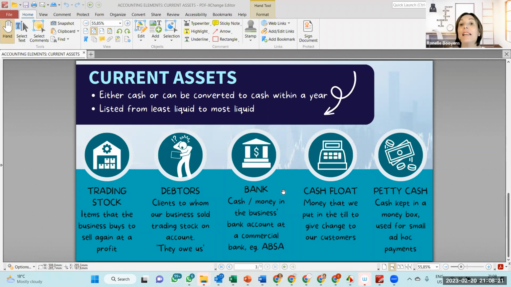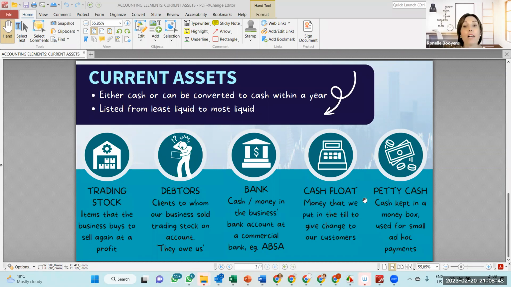Usually also money that's readily available for payments or things that the business needs to buy. So this is then an asset to our business. The next current asset account is cash float. That is the money that we will put in our business's till, the cash register, at the start of each day, or perhaps at the start of each shift.